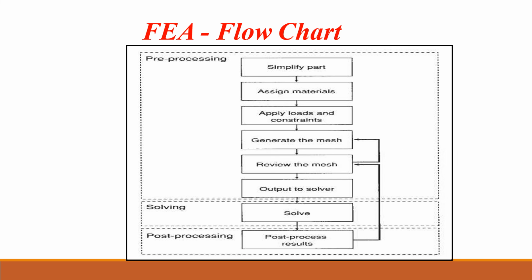This is the FEA flowchart we have discussed till now. Simplify the part by means of equations, assign the materials to the equations, apply load and different constraints, generate the mesh, review the mesh once again. If there is any possibility of providing a proper mesh, do it now. Then generate the solver and give the inputs to the solver, then solve. Then we are getting an output at the post processing results.